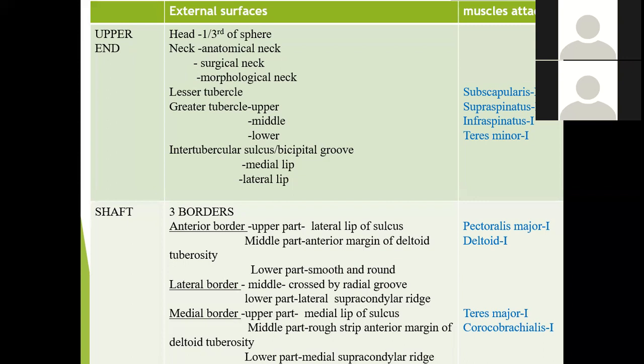There is one mnemonic for this: lady between two major. What is the meaning of lady? Lady is nothing but latissimus dorsi. You'll be seeing it in the next diagram, next tabular column. Lady is for latissimus dorsi, and the two major are pectoralis major and teres major. Pectoralis major on the lateral lip, teres major on the medial lip.